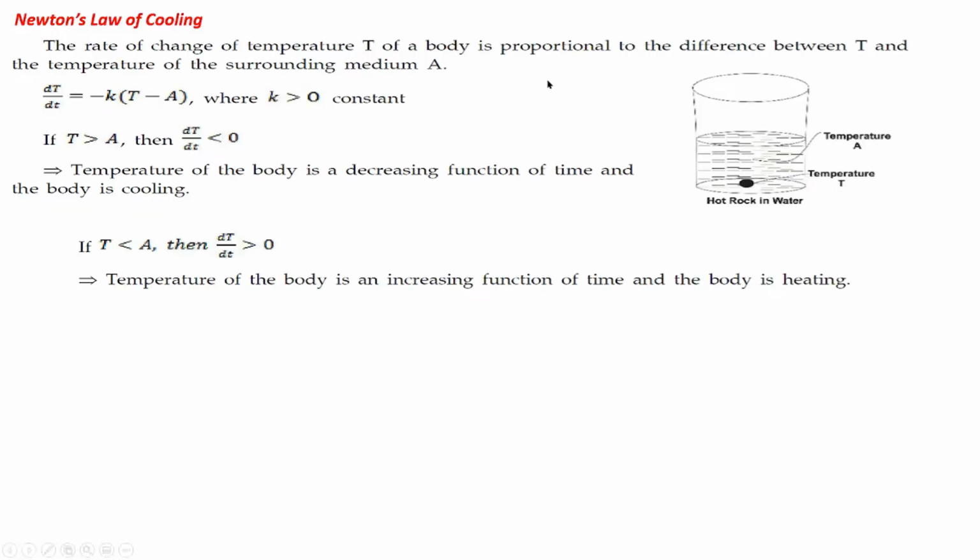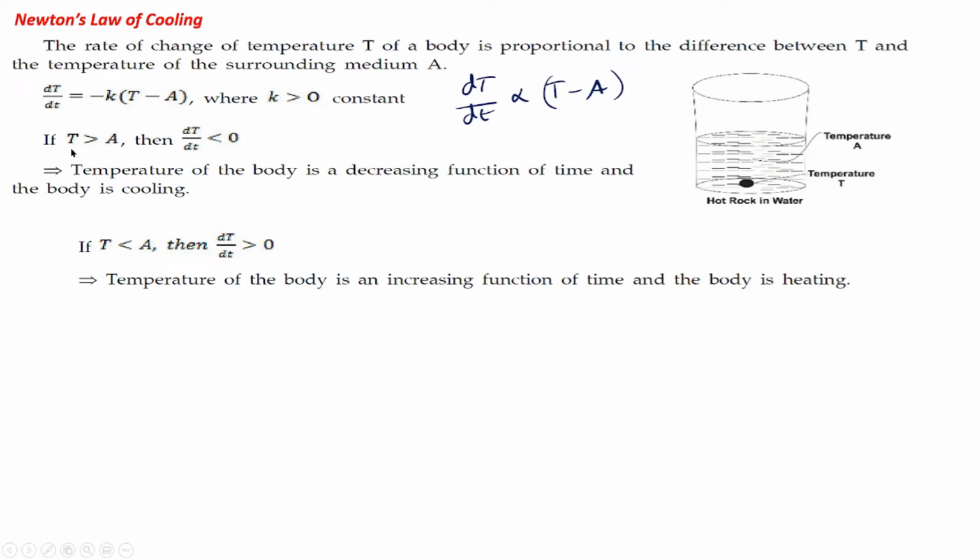First, let us have a recap of what Newton's law of cooling is. The rate of change of temperature T of a body is proportional to the difference between the temperature of the body T and the temperature of the surrounding medium A. That is, the rate of change of temperature is proportional to T minus A, or we have the expression dT/dt is equal to minus k into T minus A, where k greater than 0 is a constant. Here we have a negative sign because the temperature is decreasing.